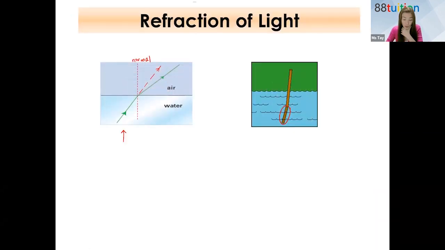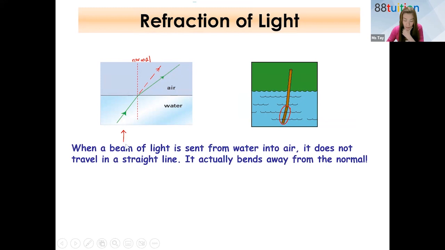So we talk about refraction of light. If you put a straw into a glass of water, the straw appears to be bent. Why? Because the light ray actually bends, causing this effect called refraction. When a beam of light is sent from water into air, it does not travel in a straight line anymore. It bends away from the normal. By right, it should travel in this line, but because of the different density of the medium, the light ray bends away.